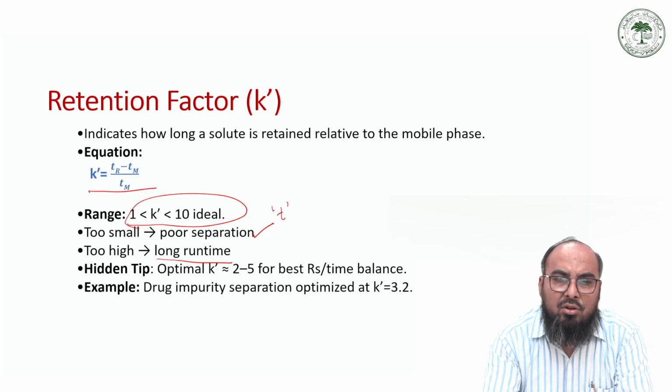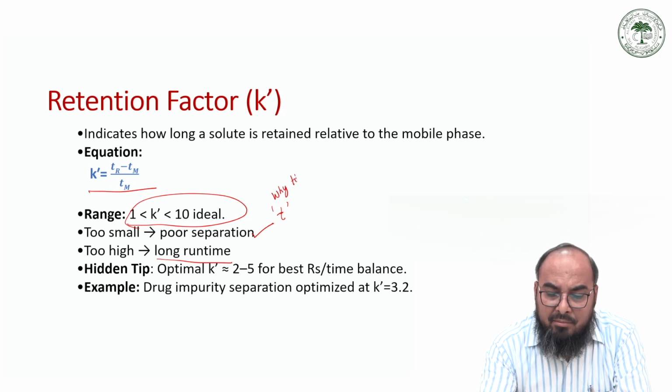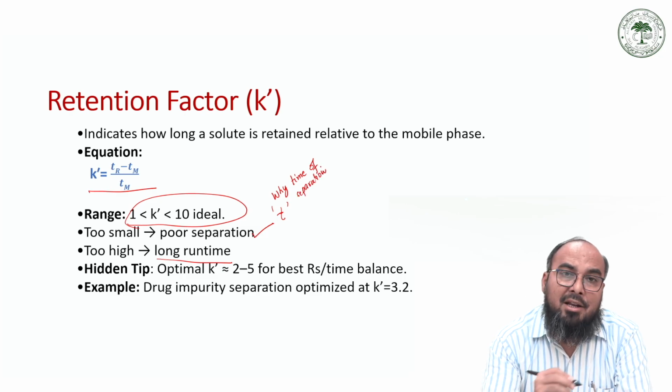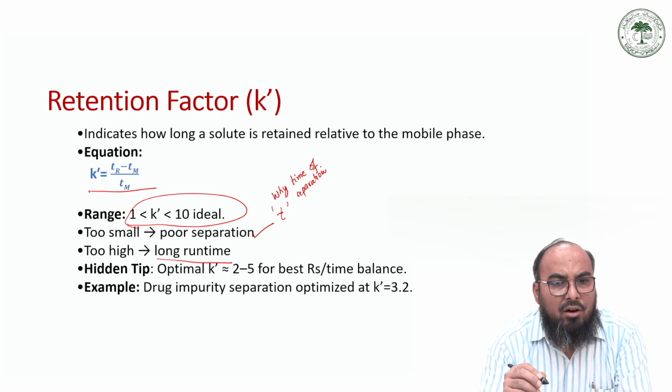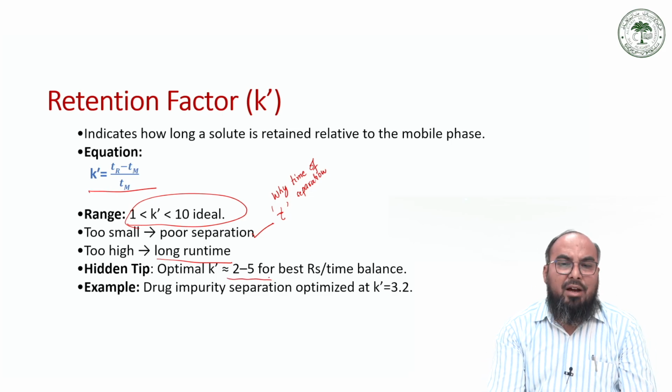Time is money, we know that, and the same is the case with column separation. We are going to study the effect of time, that is why the time of separation is important. Sometimes it becomes more important than any other factor. So we will discuss this time in detail. Now, for optimized column performance, your k dash must lie somewhere between 2 to 5.